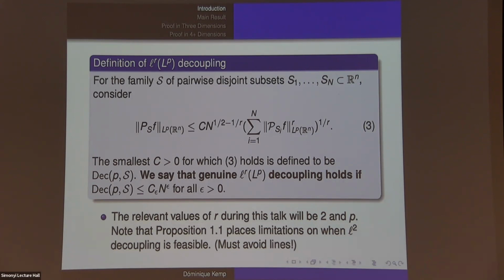Okay, any questions before I continue? So this Dec is the best constant, by definition, the best constant for the decoupling for S and p. Yes, and the key point is to give estimates for that. Right, that's our goal. And you're very happy to give up an epsilon. Yes, for any positive epsilon.